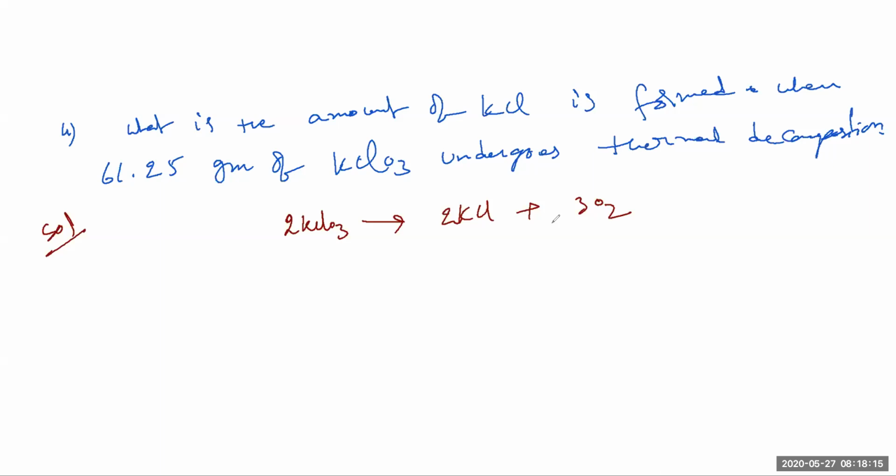Correct? Okay, I'll check it. What is the amount of KCl? Right. Here, 2 into 122.5 grams gives 2 into potassium 39, plus 35.5, which is 74.5.